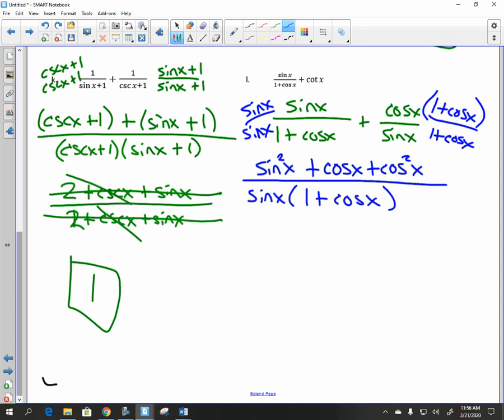You could take out a cosine from these two, but it's not there. There's something that you want to see. It's staring you right in the face.